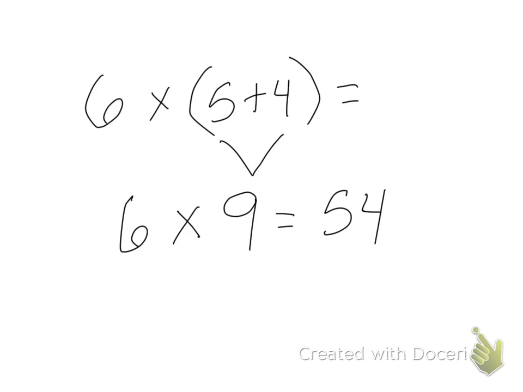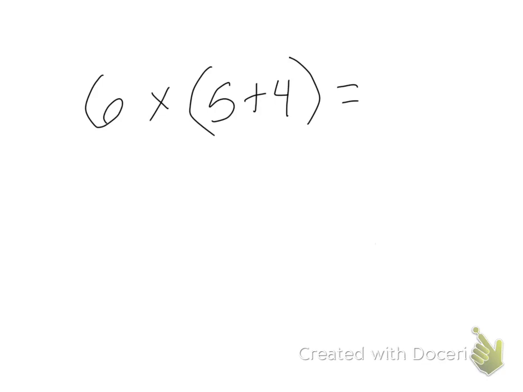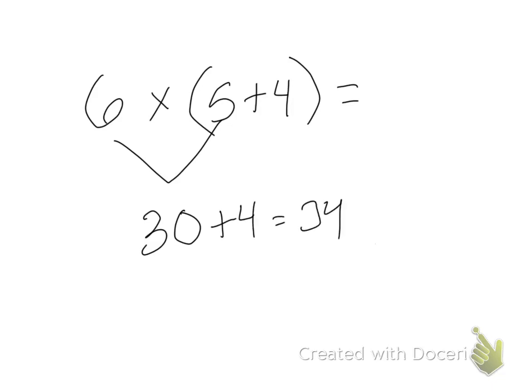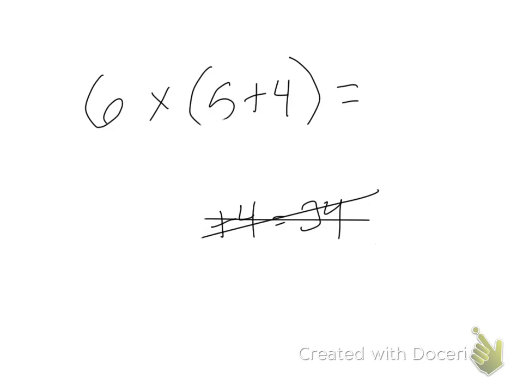What would happen if I did this in the wrong order? Let's say that I ignored the parentheses and I did 6 times 5 first. Well, 6 times 5 is 30 plus 4 is 34. And that's the wrong answer. So make sure when you have parentheses, you have to do the parentheses first.